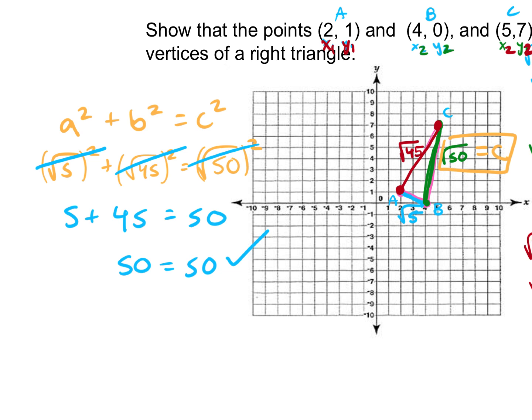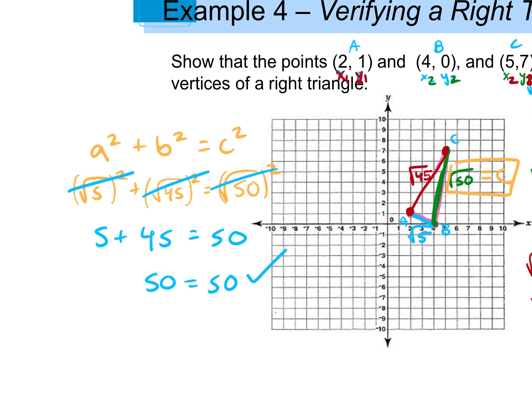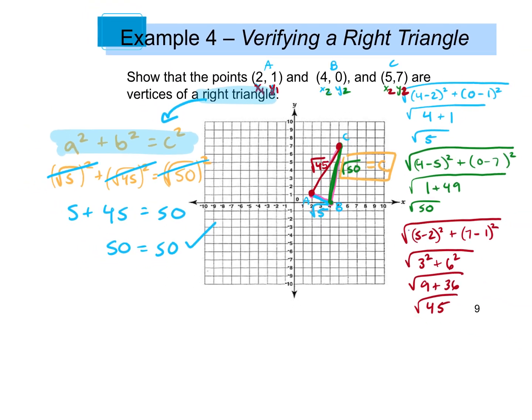What do we think? Yeah, it's a right triangle because when we found the lengths of the sides and plugged them into the Pythagorean theorem, if you get a squared plus b squared equals c squared, it's true, it's a right triangle. If it didn't equal, if you had 49 equals 50 and it wasn't true, then it would not be a right triangle. So in order for it to be a right triangle, a squared plus b squared equals c squared has to be true. So yes, this is a right triangle.